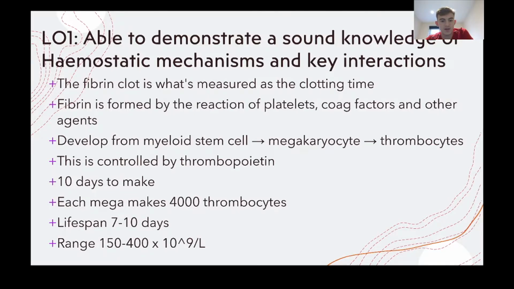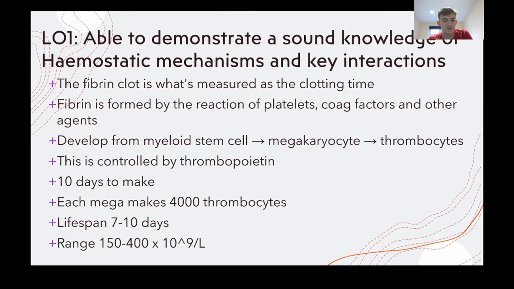And firstly, let's talk about platelets and where they come from. So they're developed from the stem cells, which are then made into these megakaryocytes. And this big structure then breaks down into many little thrombocytes, also known as platelets. So this is controlled by thrombopoietin. So again, if we look at these stem words, we've got thrombo, so to do with platelets, and poietin, to make. And then they take about 10 days to mature, and each megakaryocyte can break down into 4,000 thrombocytes thereabouts.